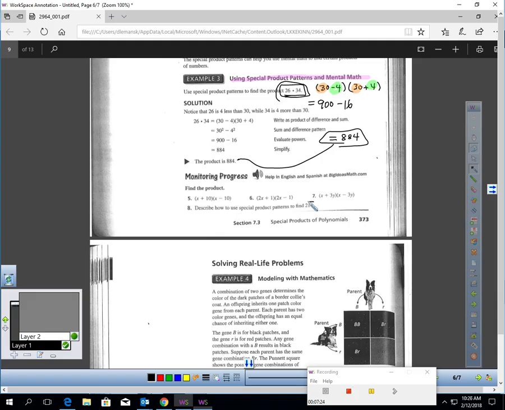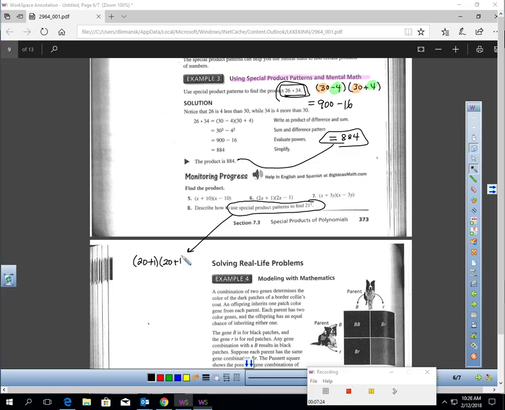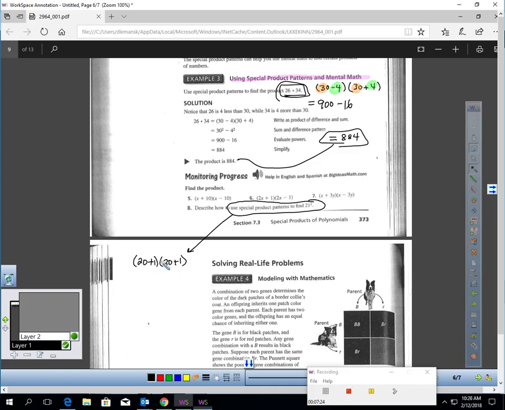Or look at this one. We'll do this together. I want you to find 21 squared. I don't know what 21 squared is off the top of my head necessarily, but I could do this. I have 20 plus 1 times 20 plus 1. See? That's now a binomial squared. So remember the shortcut. Just write it this way.